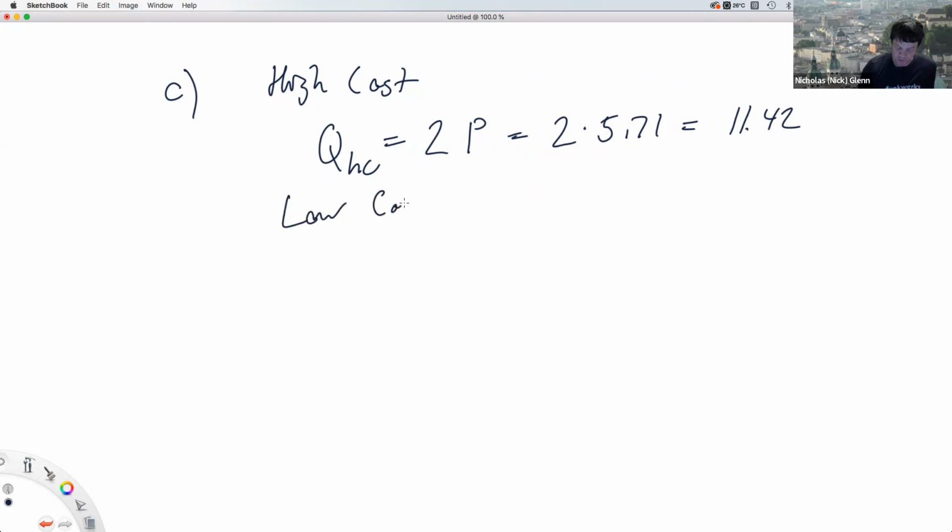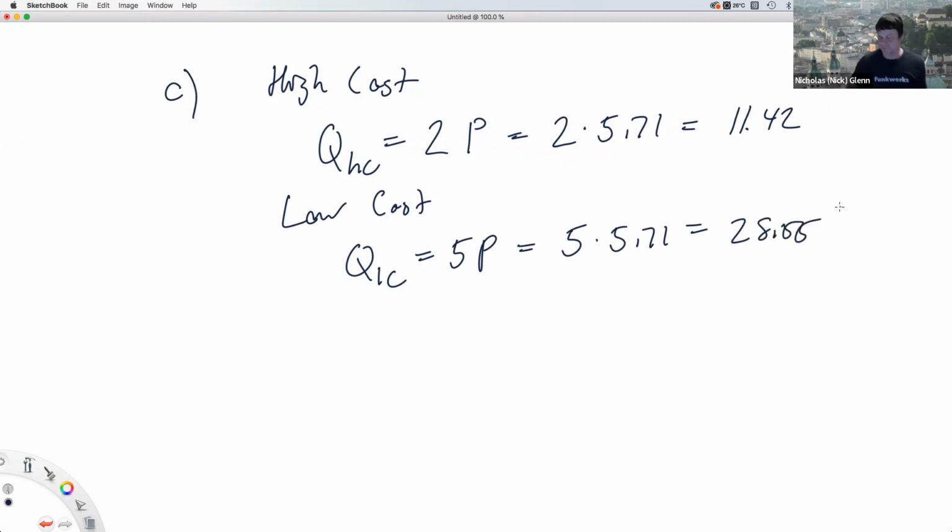What about the low cost restaurants? Here that's represented by 5P. Okay. So we take 5 and multiply it by this price that we got, 5.71. And so we'll get 28.55. So on some days, these restaurants will serve 28, some 29, something like that. Okay. All right. Now for the next part. We want to find the total industry surplus at the equilibrium price. All right. Let's erase this so I can have plenty of room here. These next 2 parts are kind of connected.